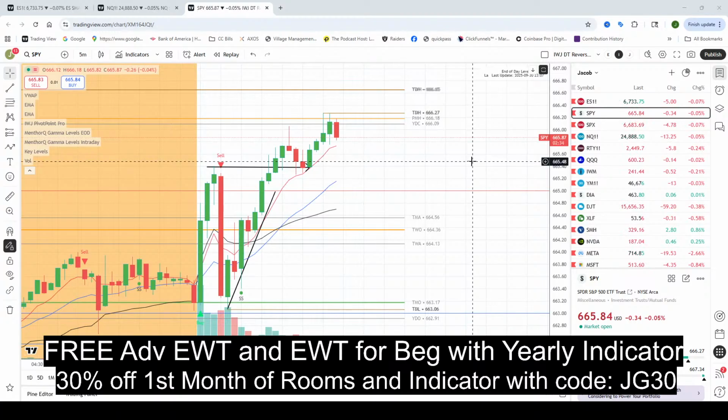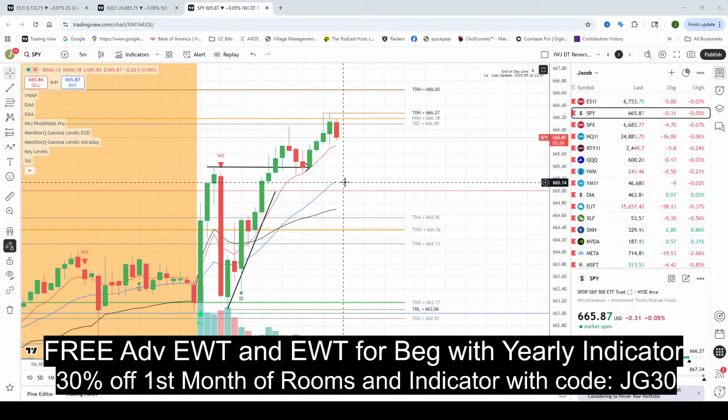All right, they're trying here. Let's see if they can get through the 8. Getting through the 8 is the key. They get through that, and they've got a little bit of support here. This will be the next key level at 665.26, but pretty likely they'll come down to the 21.